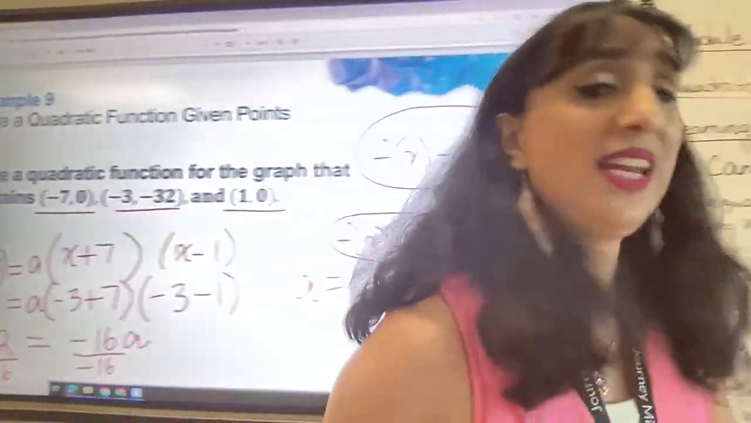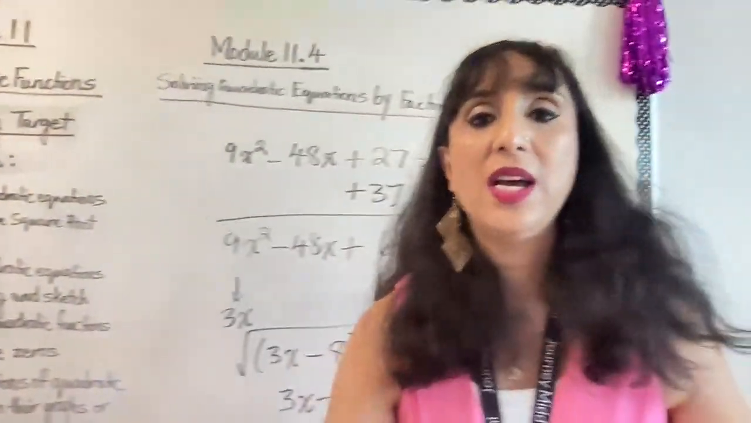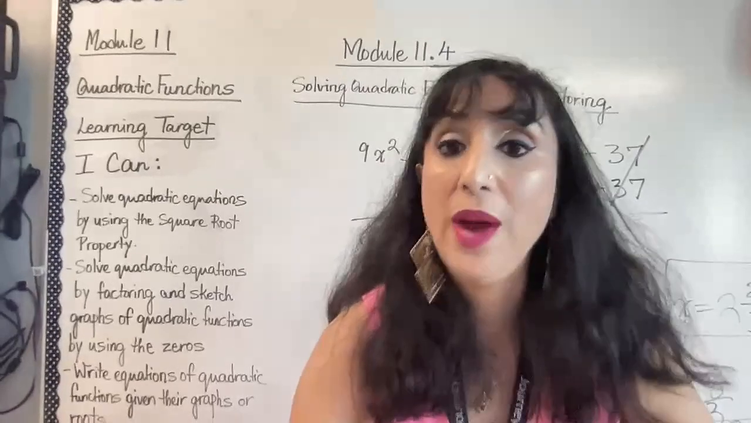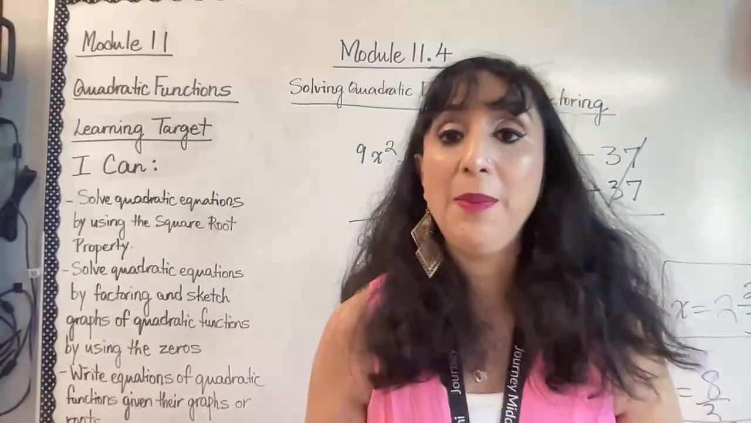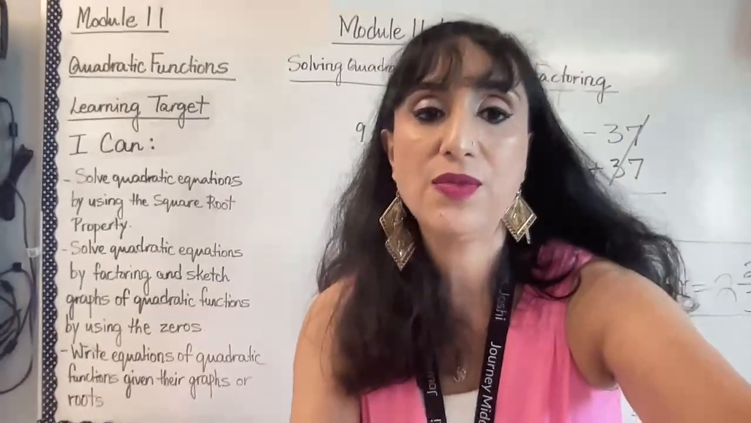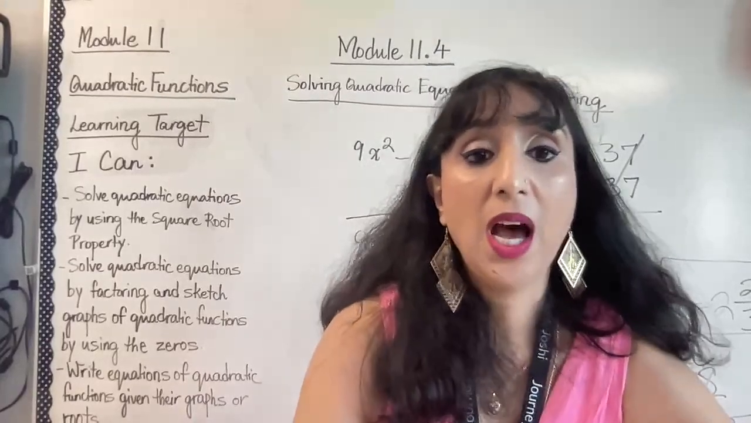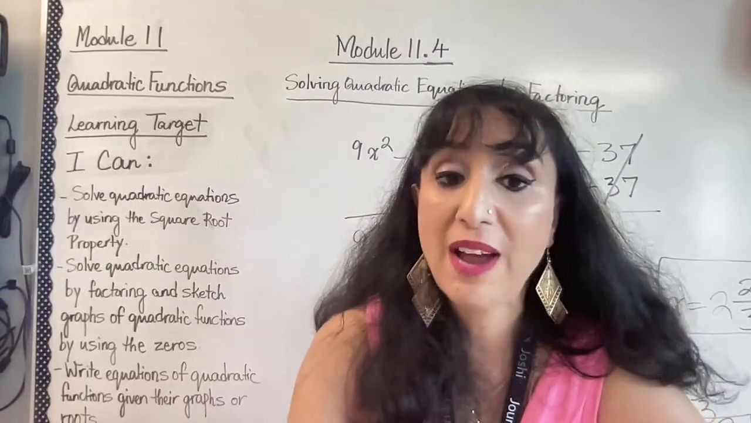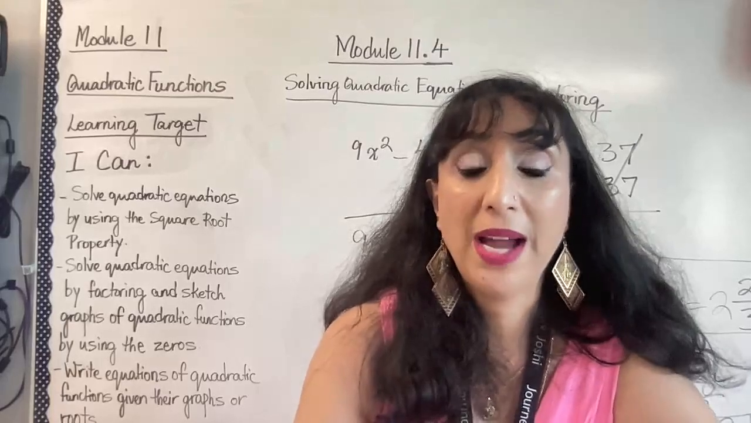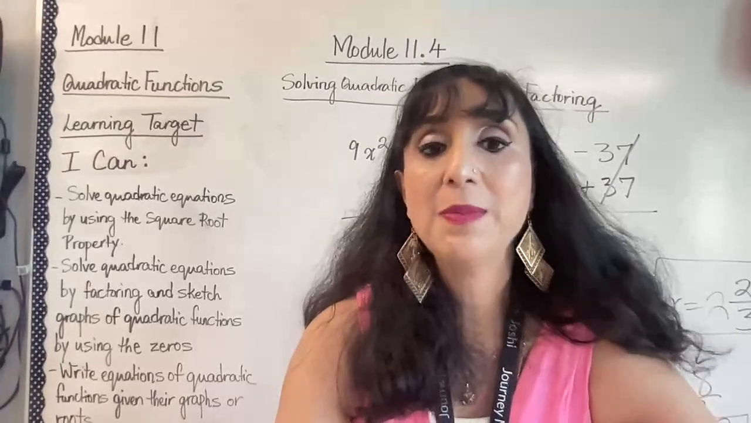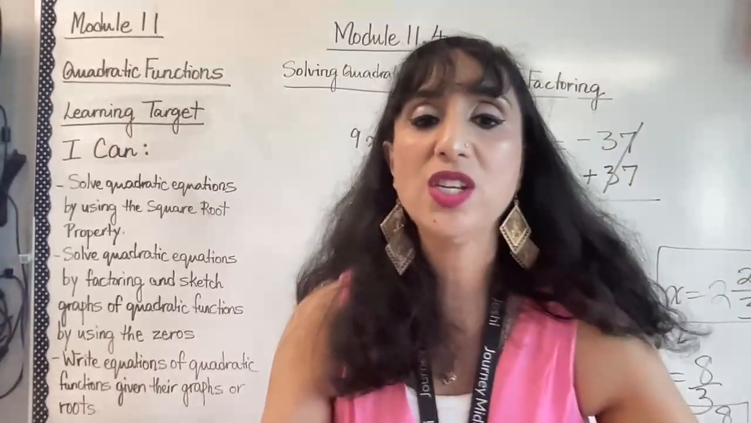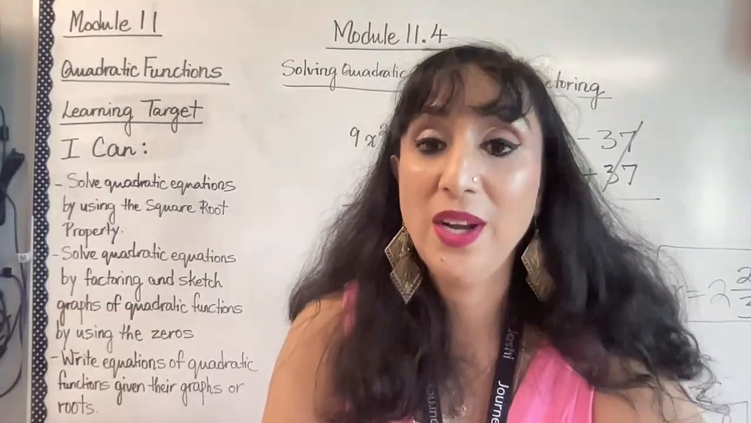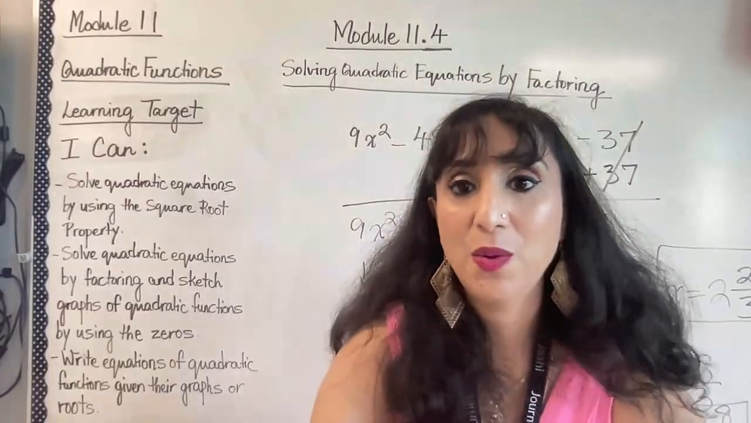Okay, and that's basically what this entire unit is about, solving quadratic equations by factoring. We learned how to use the square root property, right? Plus minus square root, okay, and then, of course, we learned the zero product property. We learned how to solve quadratic equations by factoring, and we sketched the graph of the quadratic function by using the zeros, which is the x-intercept. And then I also showed you how to write equations of quadratic functions given their graphs or roots. And that concludes module 11.4, which is solving quadratic equations by factoring.